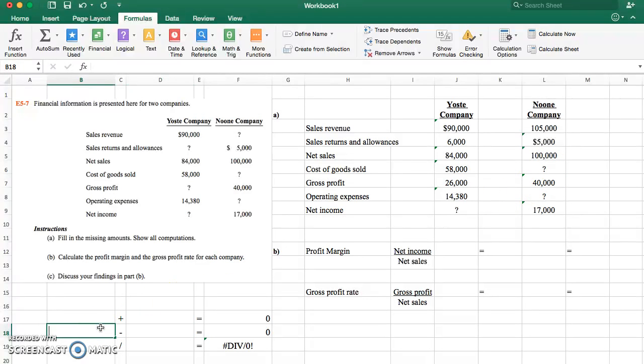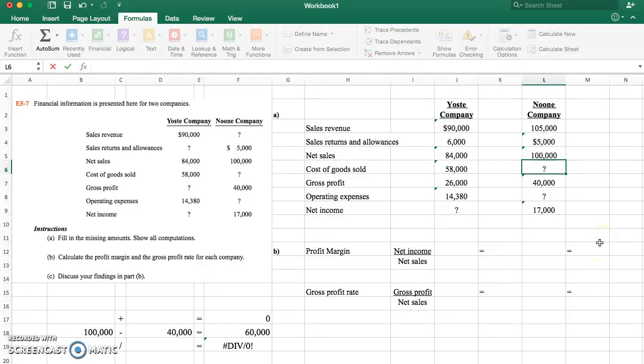For Noon Company, we've been given our net sales and our gross profit. So we will take our net sales of $100,000, oops, one more zero, and subtract our gross profits of $40,000, which will give us $60,000 in cost of goods sold.